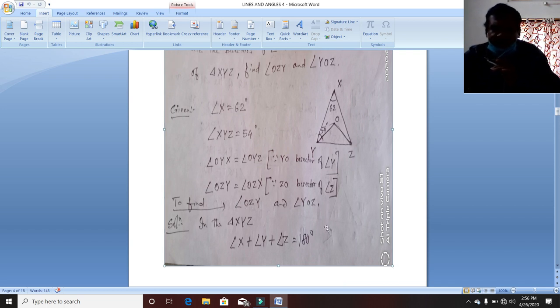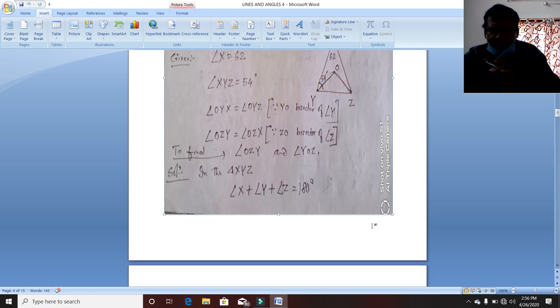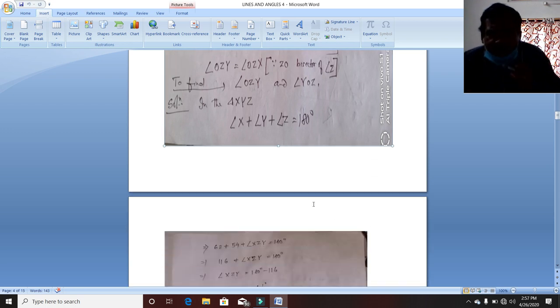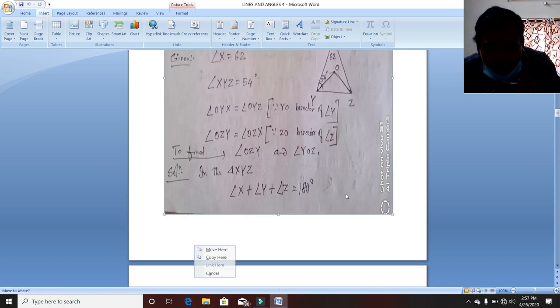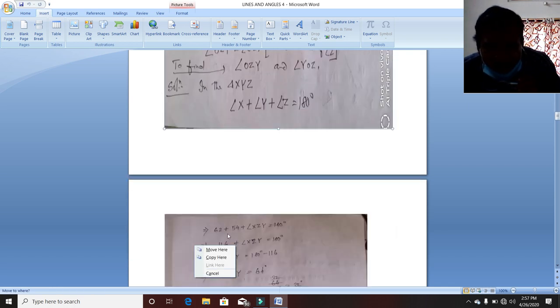Yes or no? Now you see in the triangle XYZ, the sum of the angles is 180 degrees. Angle X plus angle Y plus angle Z equals 180 degrees. We know it. Yes or no? Now you see what is the value of angle X. You see the diagram. The value of angle X is 62 degrees, I think. Yes, this I have written 62. This value I have written 54.